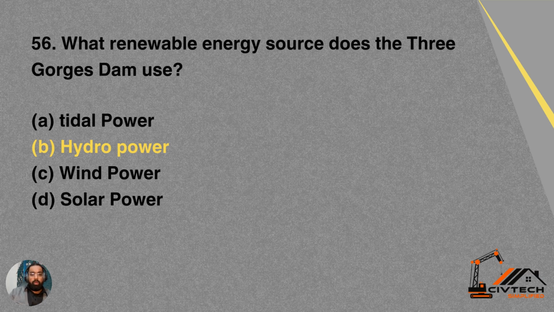Question 56. What renewable energy source does the Three Gorges Dam use? Option A, tidal power. Option B, hydropower. Option C, wind power. And option D, solar power. What renewable energy source does the Three Gorges Dam use? It's hydropower. B is the correct answer for this question.